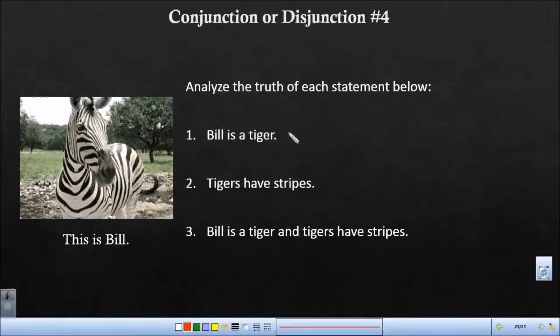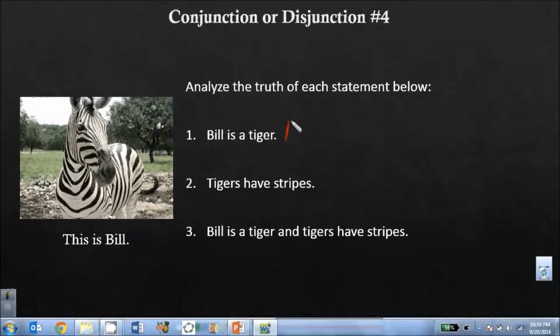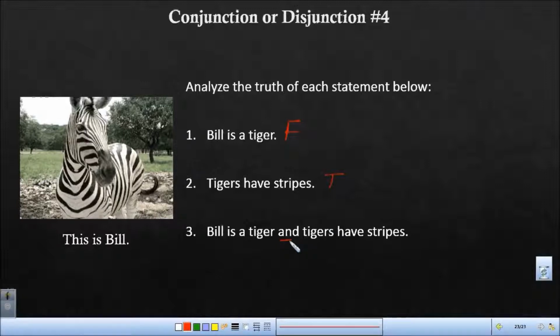Here, Bill is a tiger is false because Bill's not a tiger. He's a zebra. But tigers still have stripes. True. So, the statement Bill is a tiger and tigers have stripes is now false and true. Conjunctions are true only when both are true. Well, one's false and one's true, so that makes this false.